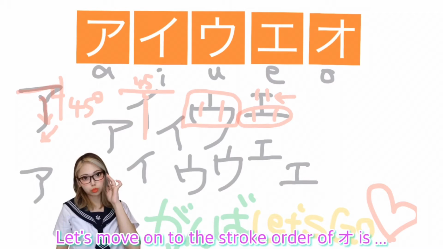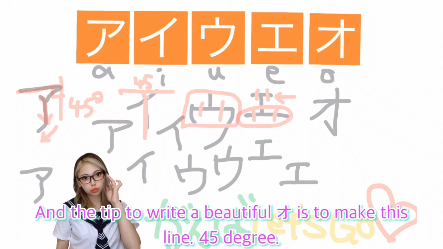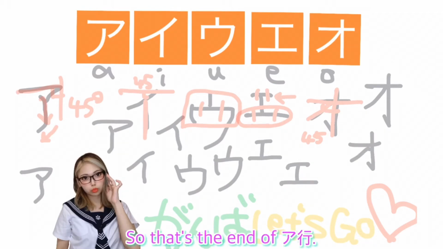The stroke order of o is 1, 2, and 3. And the tip to write a beautiful o is to make this line 45 degrees. Okay, that's it. So I'll write down again. 1, 2, and 3. Great! So that's the end of agyo.